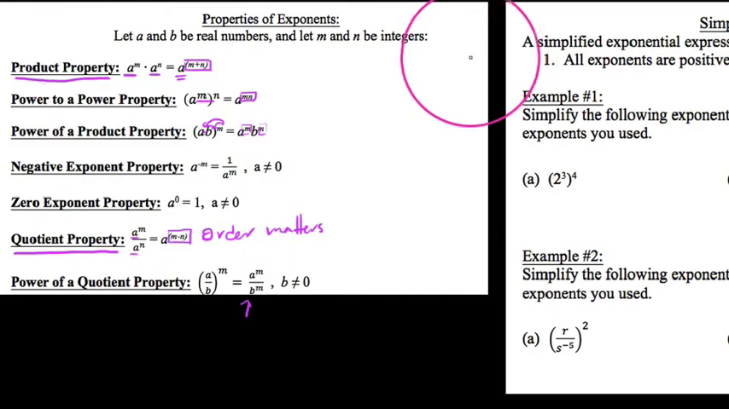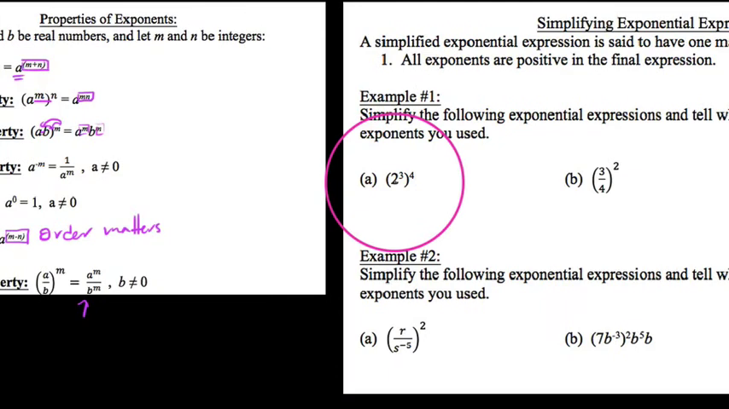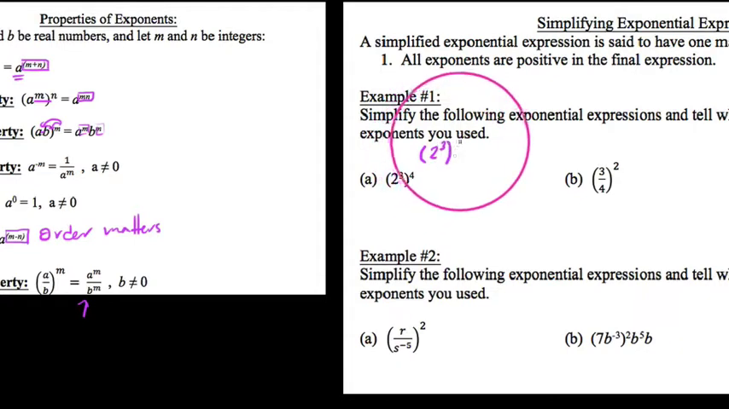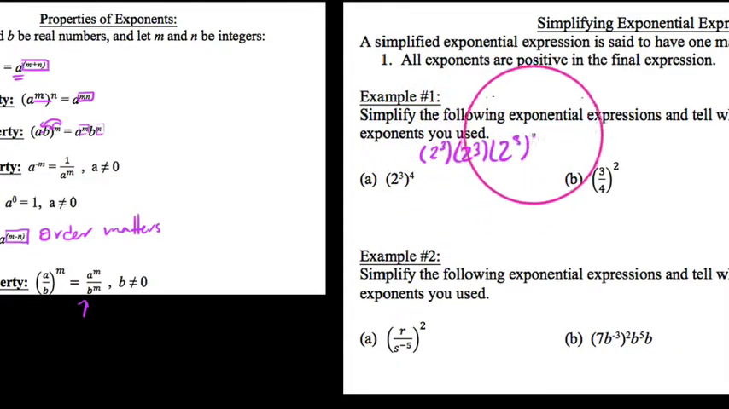So take a look over here on the right. Recall that I said I wanted to identify the property we're going to use in each of these given instances. So we say simplify the following exponential expressions and tell which of the properties of exponents we use. So we say 2 to the 3rd power, we're taking this to the 4th power. Now traditionally, I just want to show you this. This is why we learn these properties. Traditionally, I would have had to write this all out. When in doubt, write it out. It's kind of a stupid saying, but it always works.